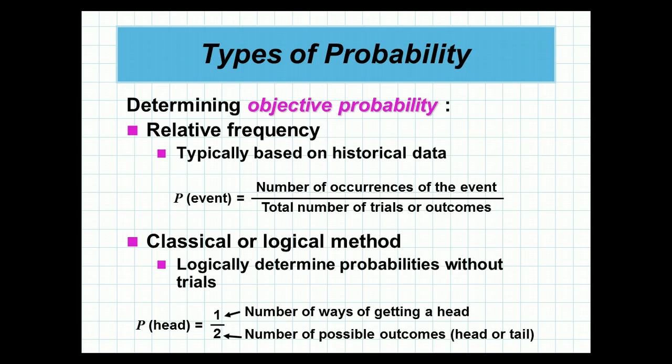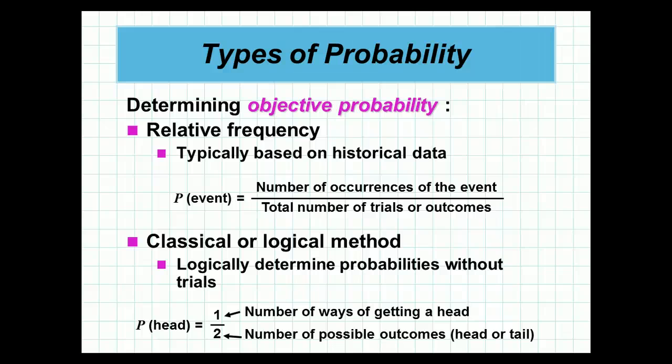So when we're talking about types of probabilities, there's a lot of information in Chapter 2, so make sure you're reading through that carefully. But some of the things I want to highlight is when we talk about objective probability, we have the relative frequency method, and that's usually based on historical data. So we've got, like in the last example, a number of occurrences of an event, and then we're going to divide that by the total number of trials or outcomes. So we use relative frequency on that previous example.